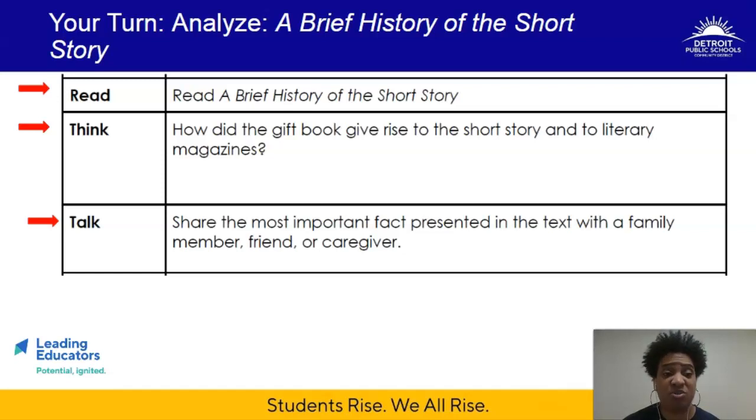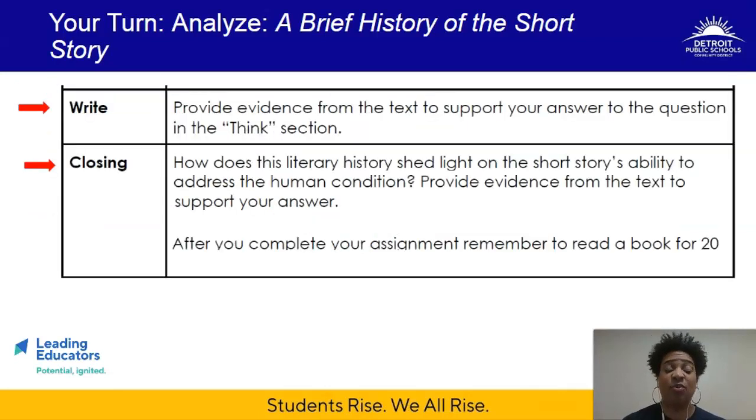And then you're going to address the question in the think section, talk to a family member, friend, or caregiver about what you believe is the most important fact presented in the story. And then you're going to go ahead and write the evidence that supports your answer in the think section and close by responding to the guiding question for this specific text. Tall order, but you are more than ready and capable to come up to this task and complete it.